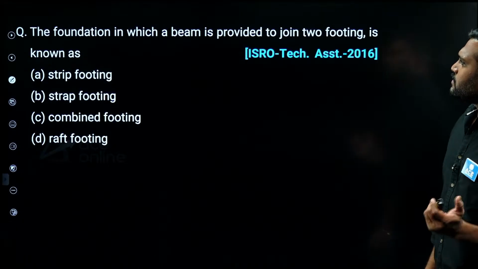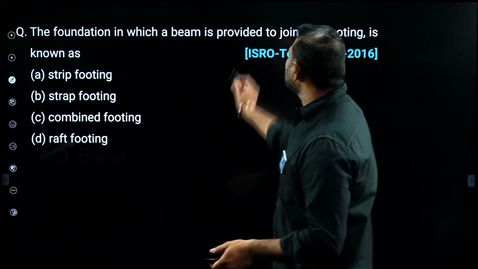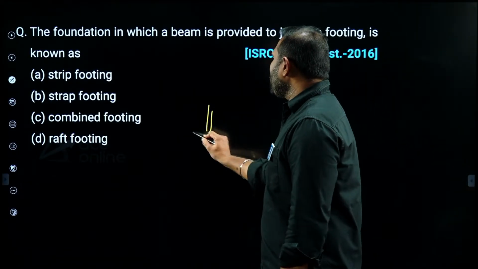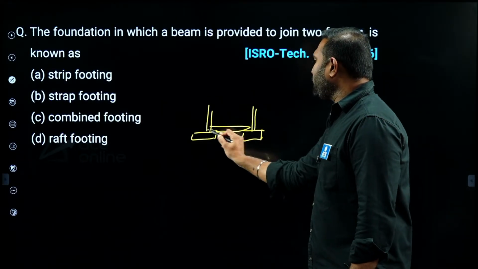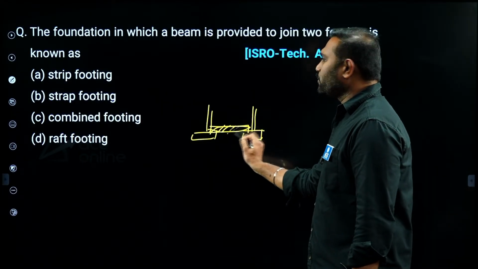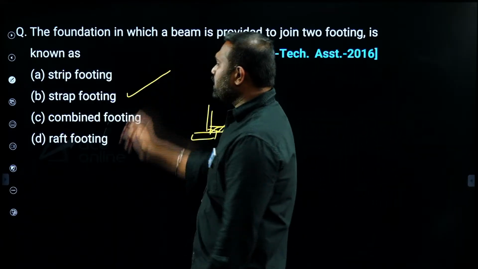Next, the foundation in which a beam is provided to join 2 footings. If there are 2 footings and you join them by constructing a beam, we call it a strap footing.